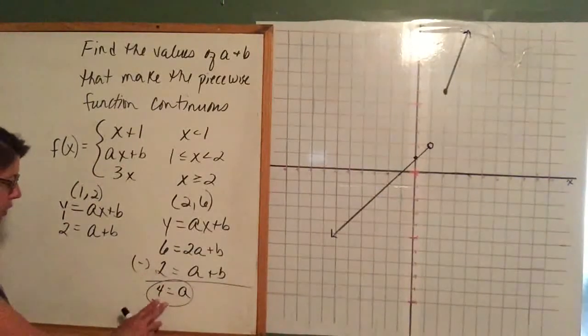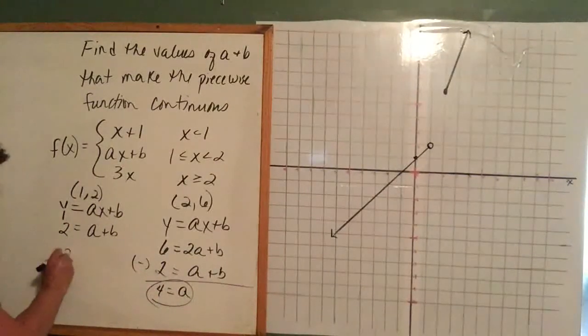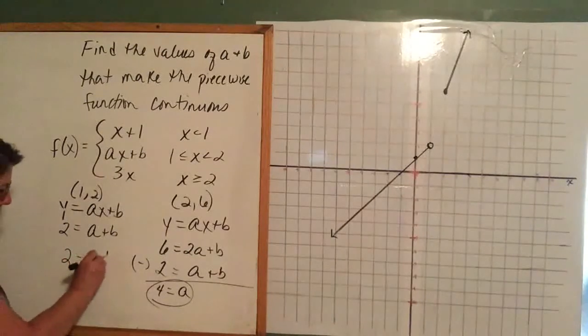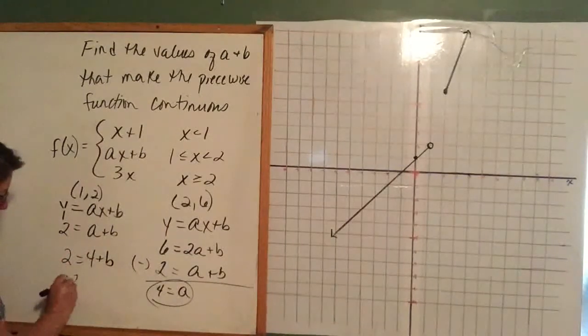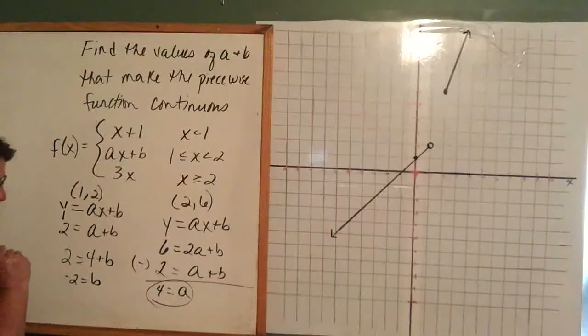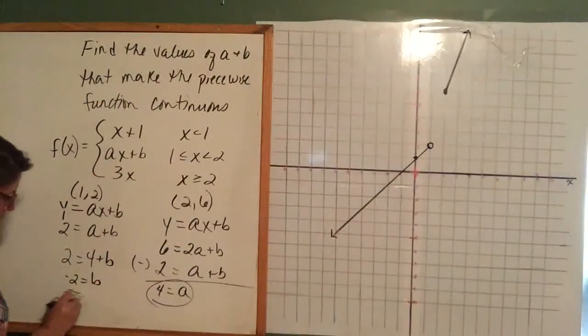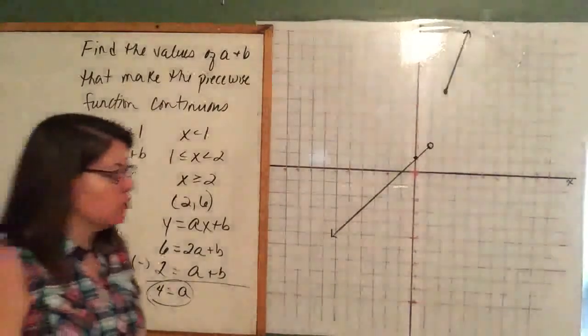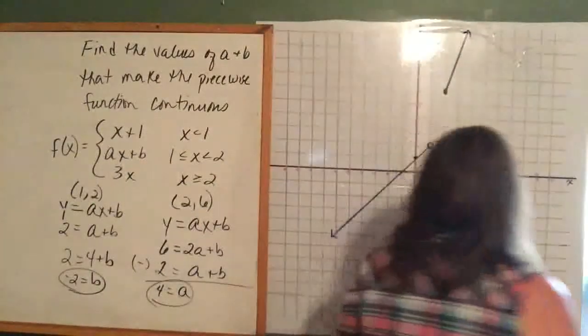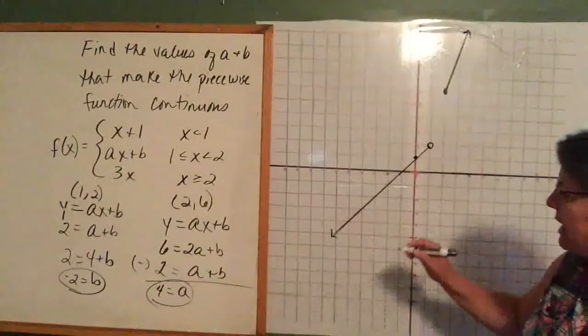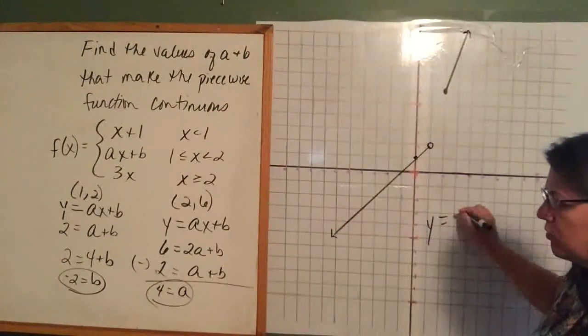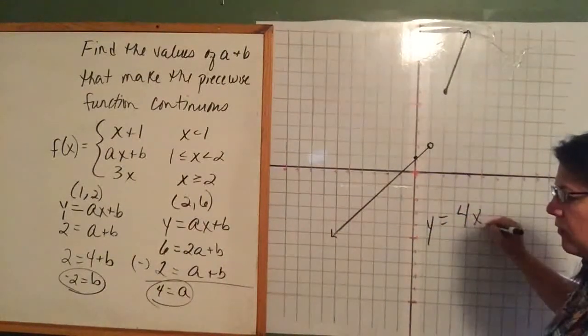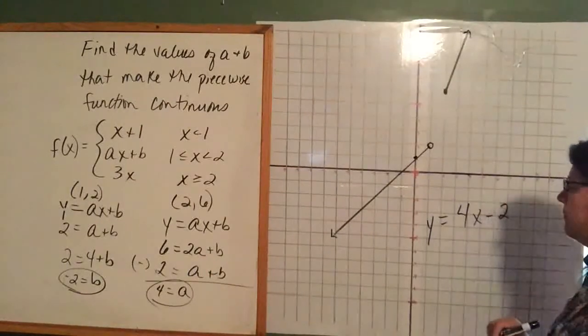Then if I plug 4 back in up here, 2 equals 4 plus b. If I subtract the 4 over, negative 2 equals b. So a is 4, b is negative 2. We have solved the equation. And you could double check that. If we look at that equation, it would be y equals 4x minus 2.